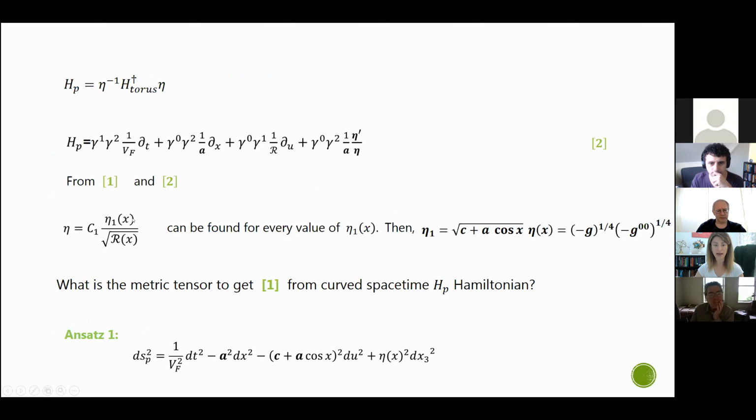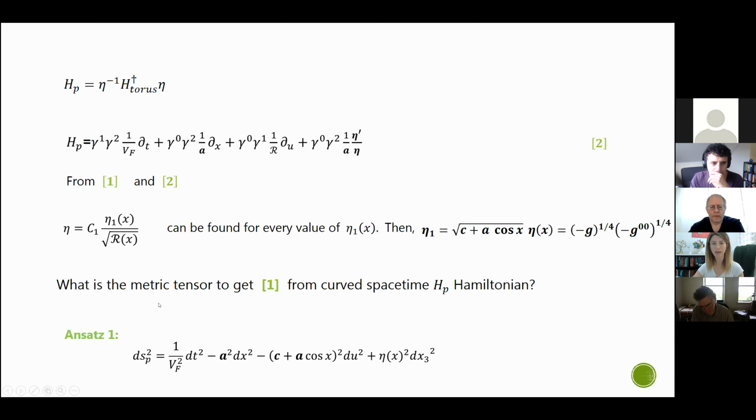So from here, I can express the eta operator in terms of this R script X, which was known in terms of the torus parameters, and the eta 1x. So I know the eta 1x, so I can, of course, give the eta 1 in terms of the metric tensor determinants and its time components. Now, according to these results, I want to ask a question.